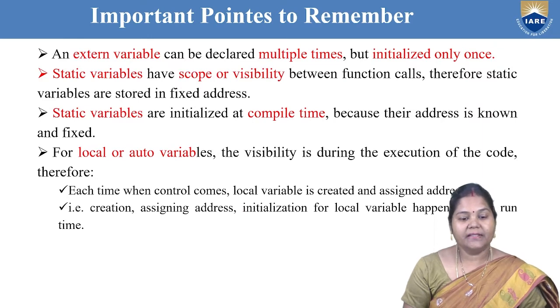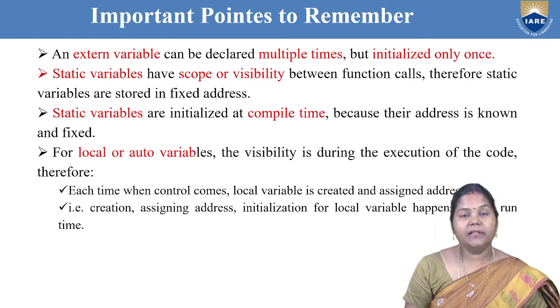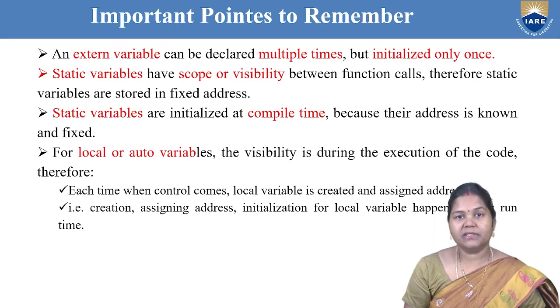Next important point is an extern variable can be declared multiple times. It is allowed, but initialized only once. Static variables have scope or visibility between the function calls. That means if a function is called again and again, the variables which are declared as static inside the function will retain the value of the previous function call.